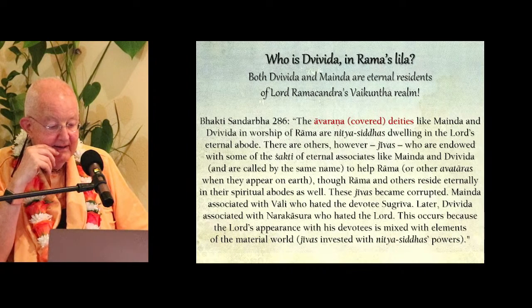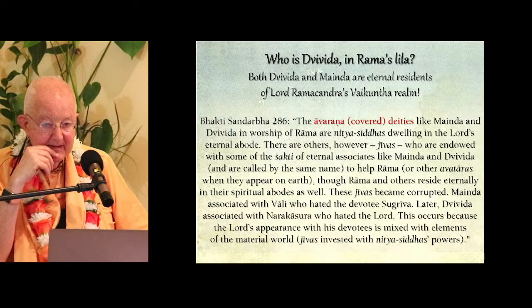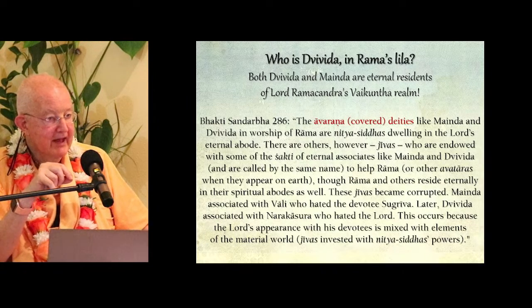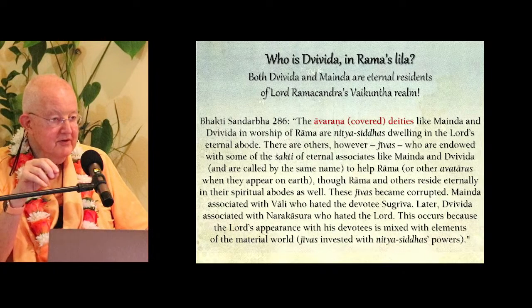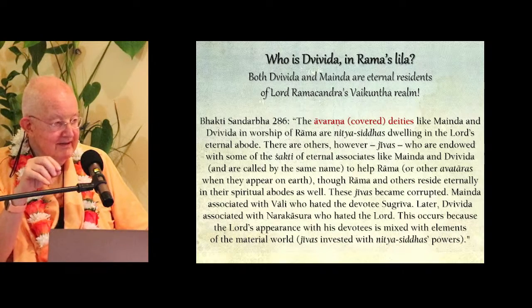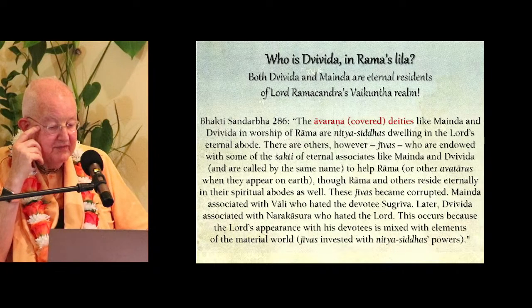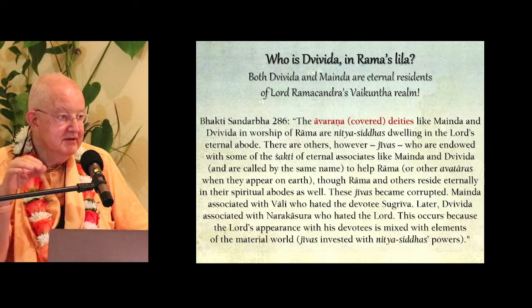How? Minda associated with Vali, who hated the devotee Sugriva. Later, Dvivida associated with Narakasura, who hated the Lord. Narakasura hated the Lord because Narakasura had some bad association. One of those bad associations was Shalva, and when Krishna killed Shalva, Narakasura wanted to get back. This occurs because the Lord's appearance with his devotees is mixed with elements of the material world. This is just quoting Bhanu Swami's translation of Bhakti Sandarbha.